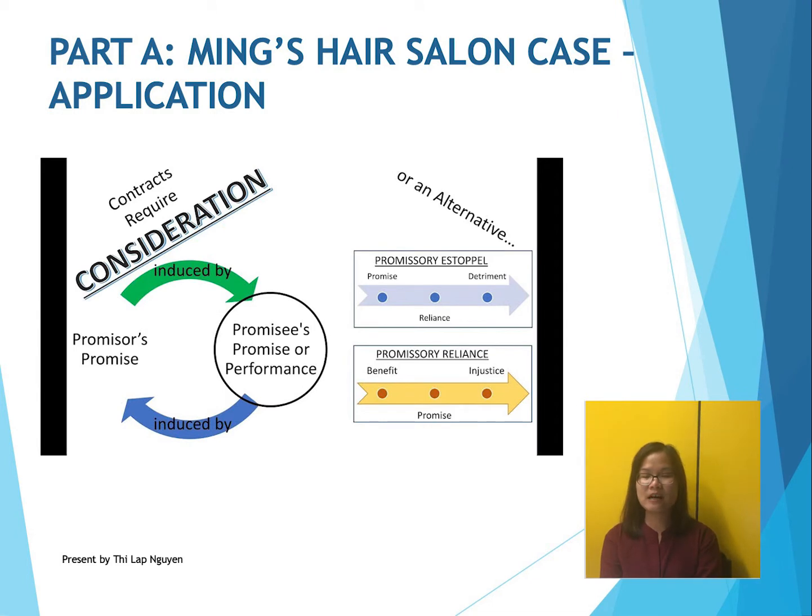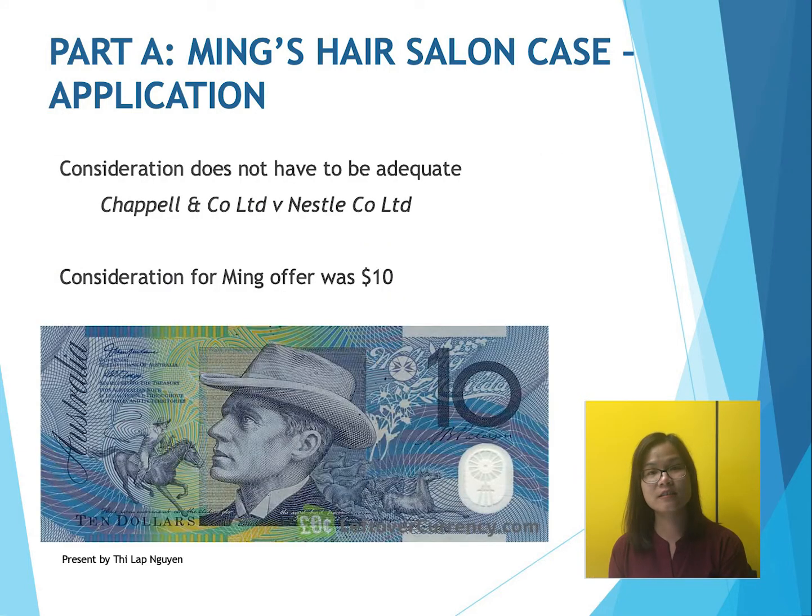Consideration must be present in a simple contract. Consideration can be any form of legal value. The most common form is money. However, consideration does not need to be equivalent, but must be sufficient, as in the case Chappell & Co. Limited and Nestle Co. Limited.